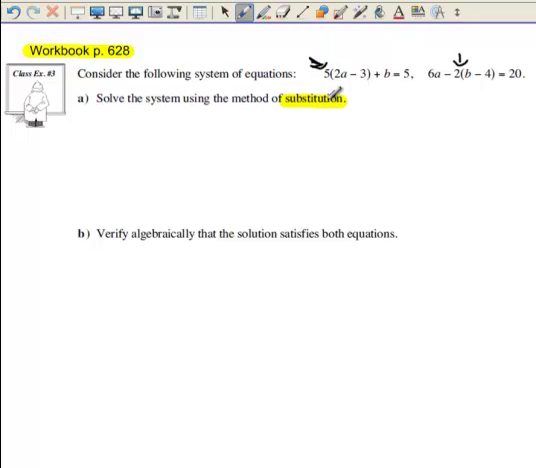So what I'm going to do is start with that 5 times 2a minus 3 plus b equals 5. The first thing I'm going to do is FOIL out the brackets there and write this equation in the simplest form. So the 5 has to go through the brackets. So 10a minus 15 plus b equals 5. And then just collect like terms.